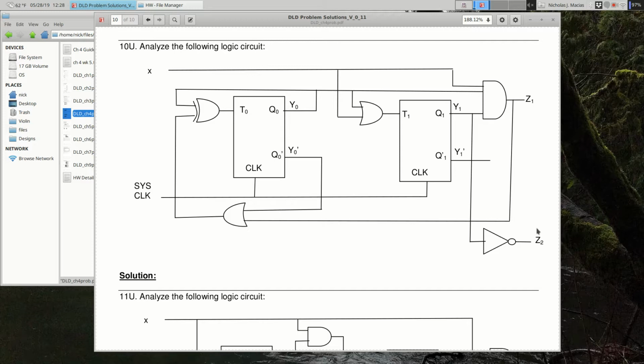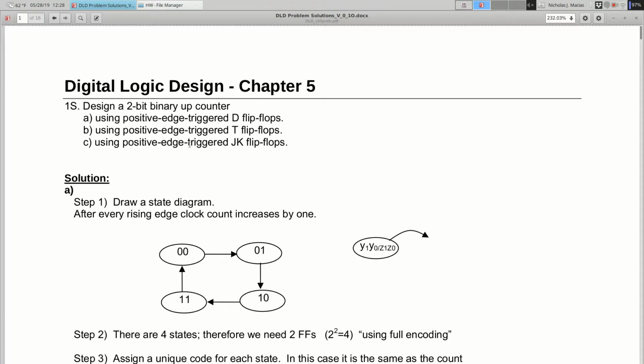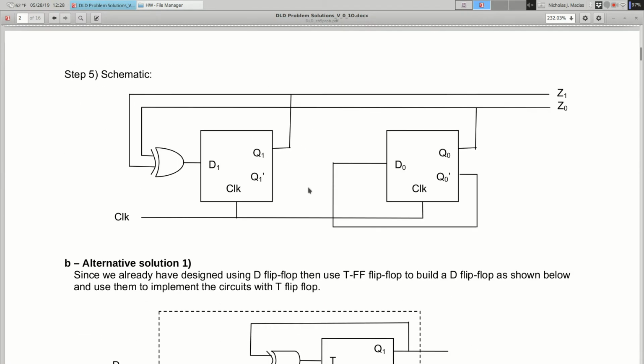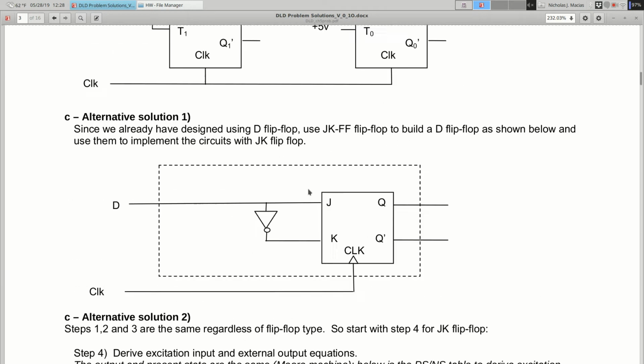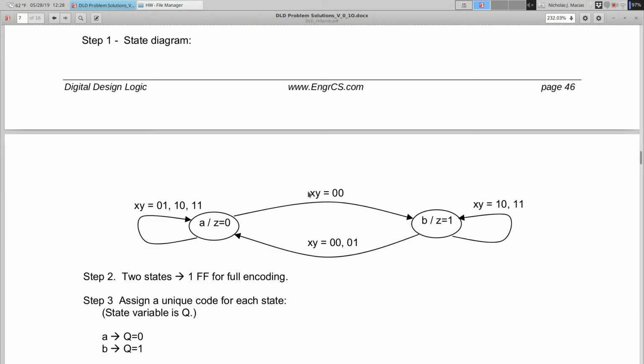All right, so other questions on that? Okay then, questions on homework, whatever we're up to, homework 7. Yes? What's the difference between a full encoder design and a one-hot encoder design? Good question.